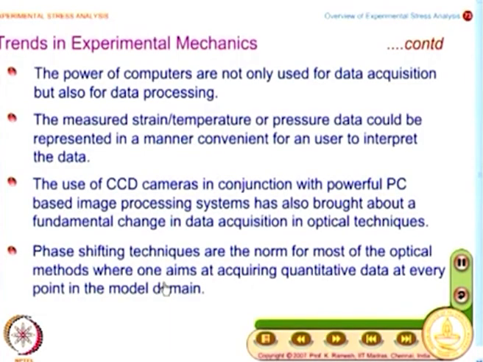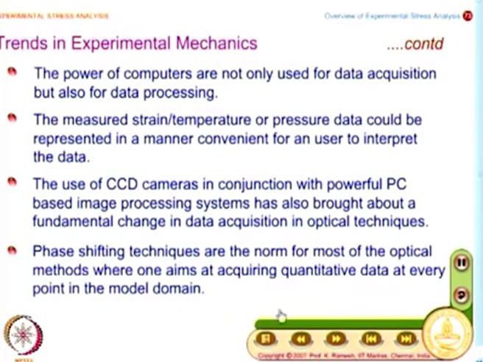So, what you find now is techniques known as phase shifting techniques have come into place, and they are the norm for most of the optical methods, where one aims at acquiring quantitative data at every point in the model domain. This was unthinkable earlier. If they had to record intensity, they had a photomultiplier tube and it had to be moved over the model domain, and you have to process data, it is time consuming.